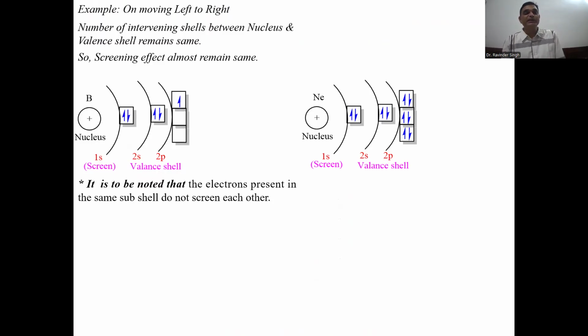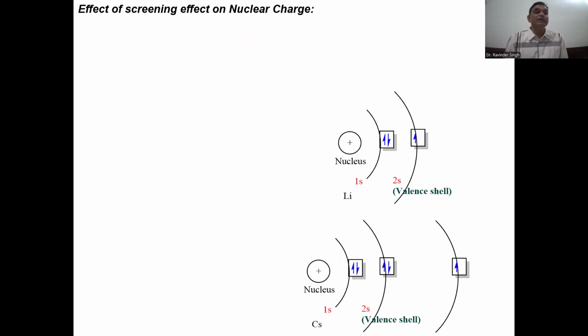It is to be noted that electrons present in the same subshell do not screen each other, as I already told you, but through Slater's rule there is some change in that statement. Electrons present in the same subshell may screen each other to a lesser or greater extent.